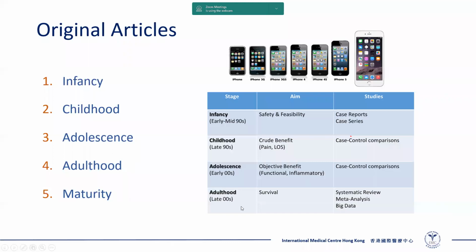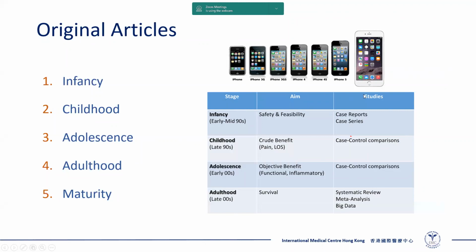Now, the key about all this evolution is that you need to be aware, if you're writing an original article, where your topic has advanced to. Because if you've already advanced to, for example, the adolescence phase, and you're trying to still submit a case report, nobody's going to accept it anymore. They're already looking for these kind of papers.